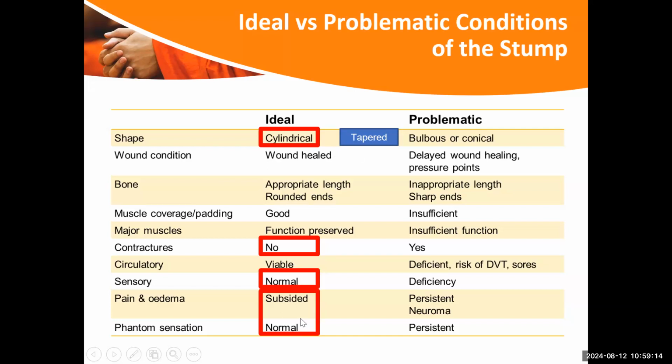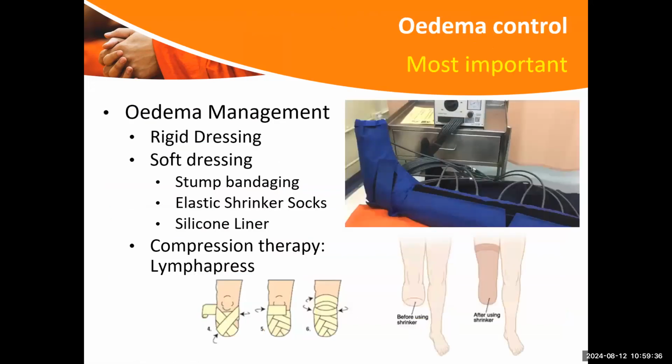Without contracture, normal sensation, subsided edema. So usually it's not like that. So from problematic, we try to use our interventions, try to make the condition of the stump as ideal as possible. Okay. I would say the edema control is the most important in their intervention. Why would I say that? Because the edema will affect the time of their prosthesis measurement.